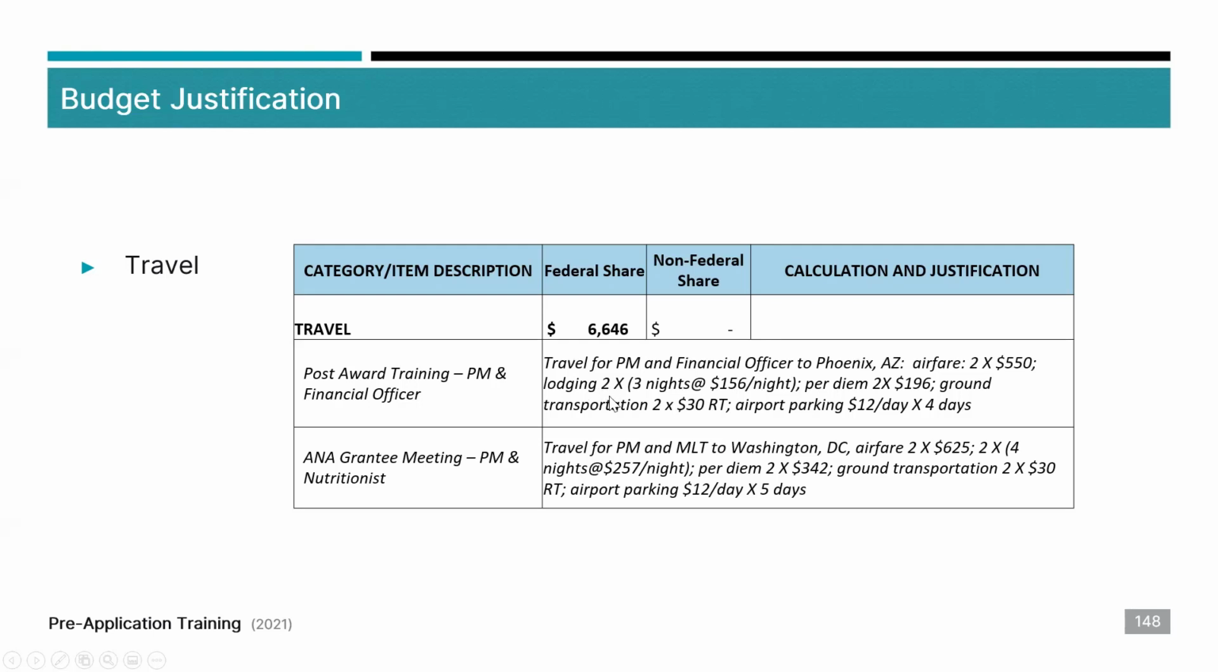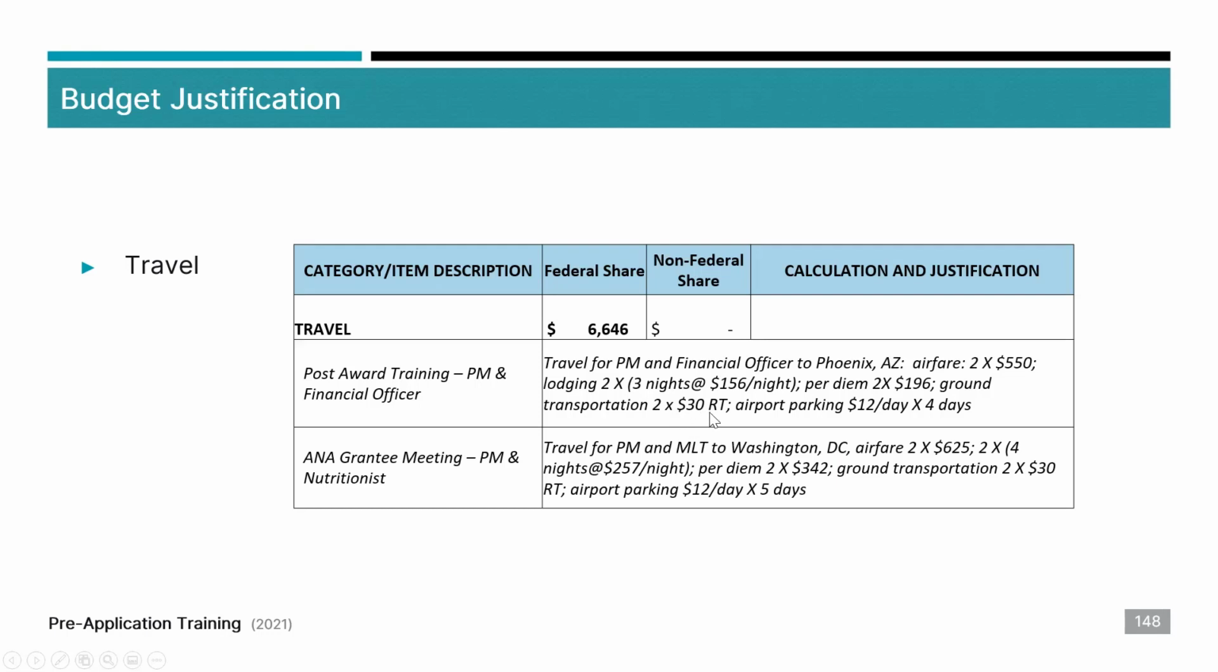We're going to include lodging for 2 people for 3 nights at this rate. And since this is an ANA training, this will be at that federal rate. So you can look it up on the GSA website and get a more accurate price. So that's what I did here. The per diem rate is whatever your going rate is in your organization. The ground transportation is $30 round trip.